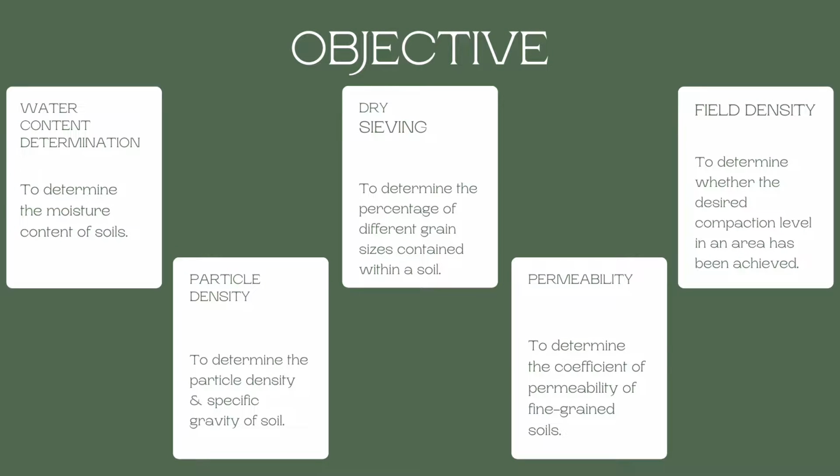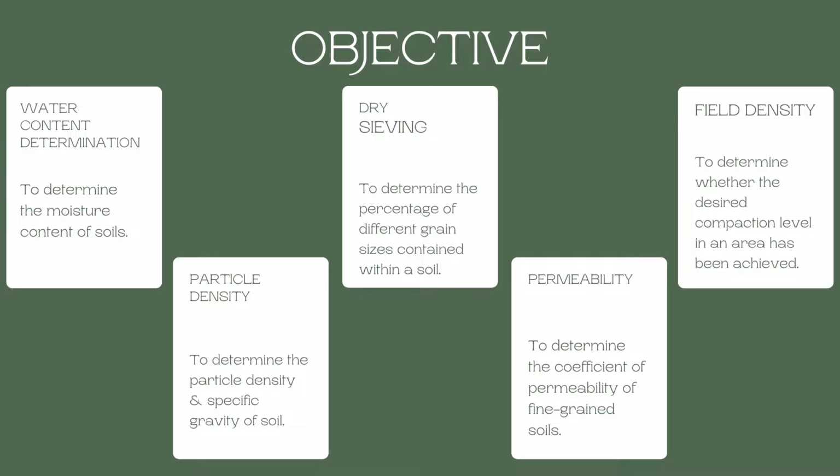In this mini project, there will be 5 experiments that will be conducted. First, for water content determination, the objective of this experiment is to determine the moisture content of the soil. For particle density, the objective of the experiment is to determine the particle density and specific gravity of the soil.